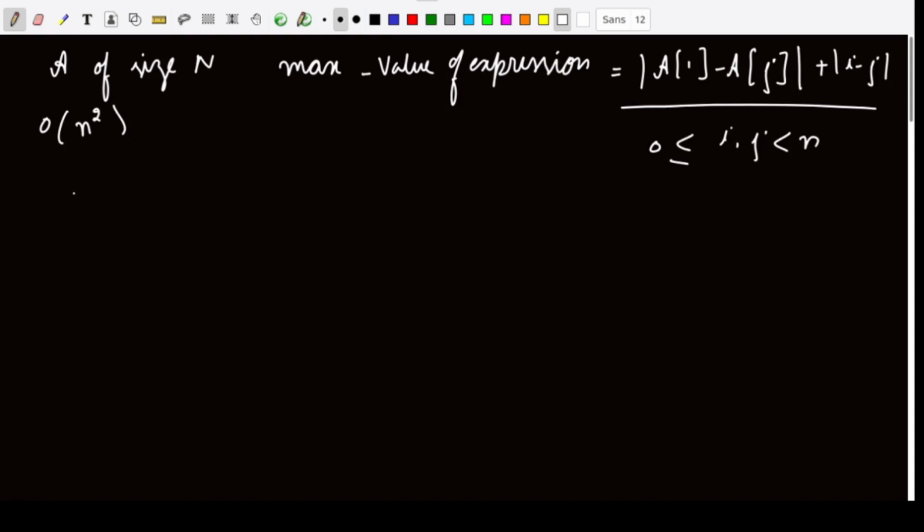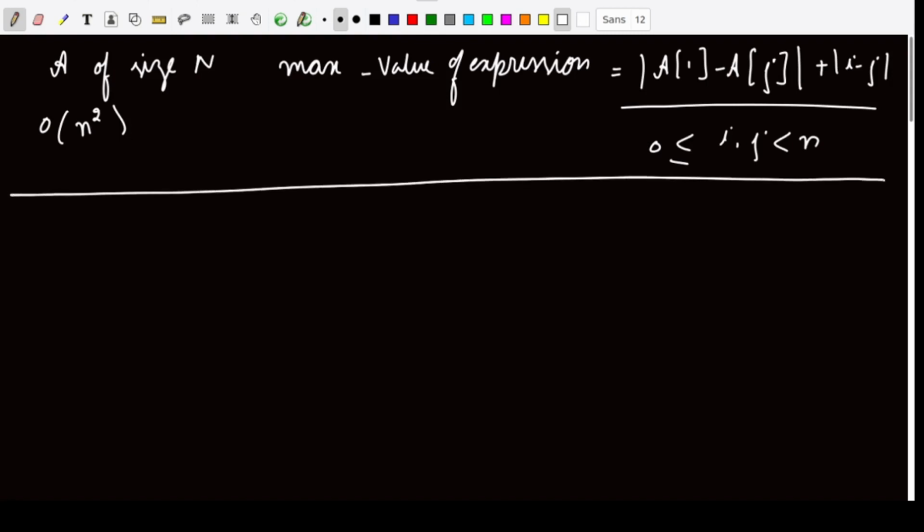So let us discuss the optimal solution for this problem. In order to understand the optimal solution, let us divide this expression. We will study more about this expression and then try to formulate our optimal solution. Just a quick background on the modulus operation.